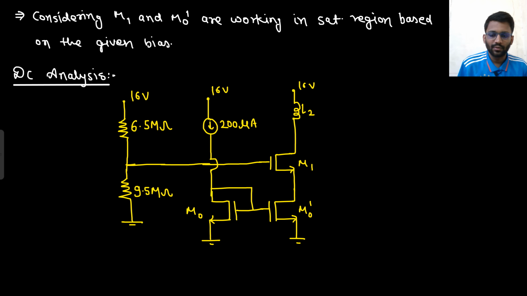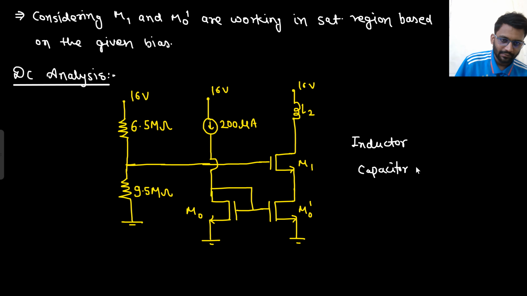Right? So I will just write a simple note here. Inductor, capacitor, DC analysis and AC analysis. For DC analysis, the inductor is short circuit and the capacitor is open circuit. And for AC analysis, capacitors are short circuit and the inductor will be open circuited.